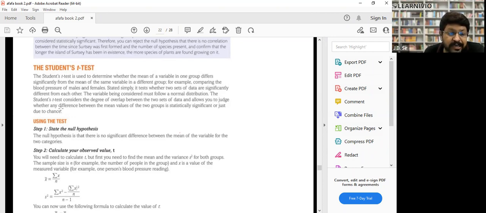The student's t-test considers the degree of overlap between two sets of data. It tells you whether the difference between the mean values of two groups is statistically significant or just due to chance, right? So the t-test will tell you either they are matching with each other or they are not matching with each other. Got it?